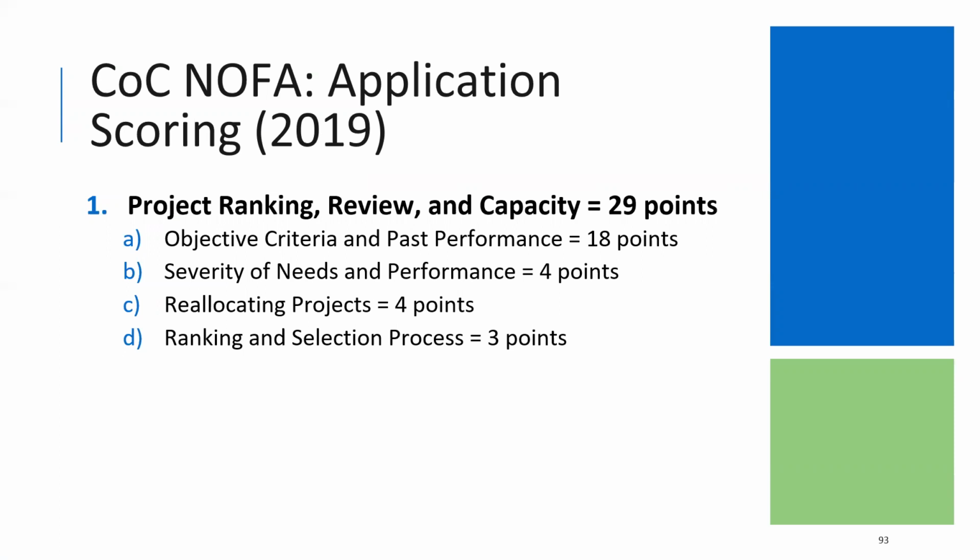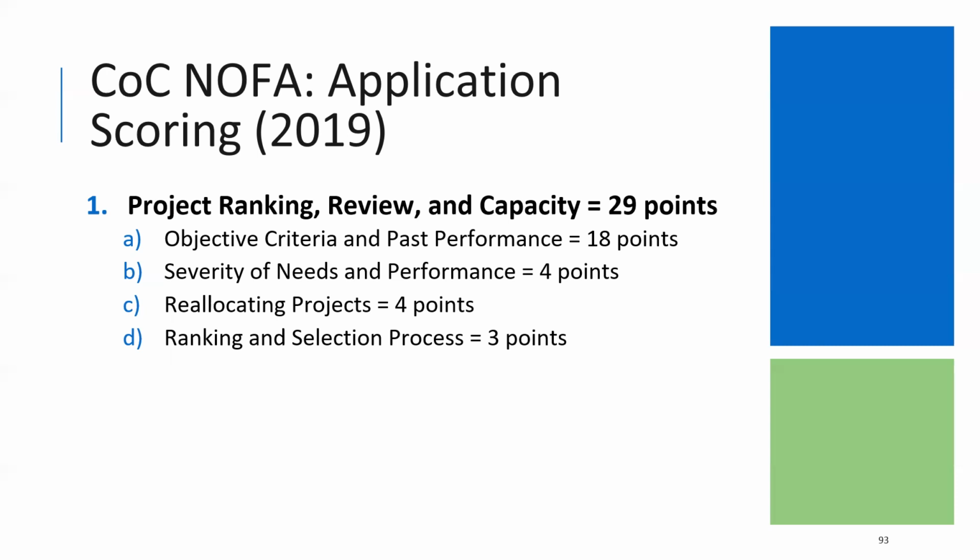Severity of needs and performance. HUD requires CoCs to use a severity of needs criteria when you're scoring and ranking your projects. Basically what that means is if you have projects that are serving folks who are highly vulnerable, who have a lot of complex service needs, you need to figure out a way to factor that into your scoring so that those projects are not overly penalized for serving the hardest to serve folks.